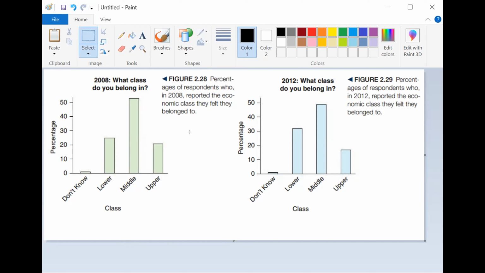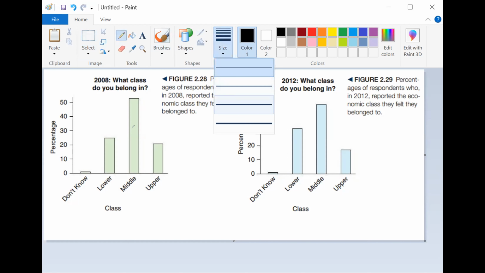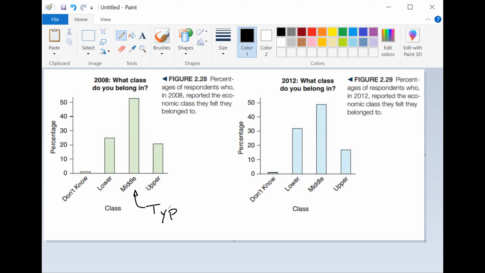If you were studying this and were to give the typical outcome, which is the mode, you'd say that the typical outcome, or the mode, is middle class in both of the two distributions. In each case the middle class is the highest bar. The highest bar is going to be the mode. That's going to be the typical outcome. So we would say that this is typical. And the same for the other.